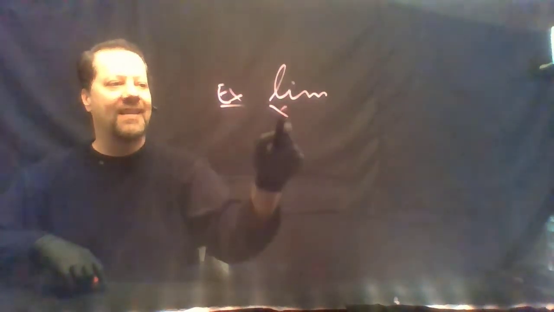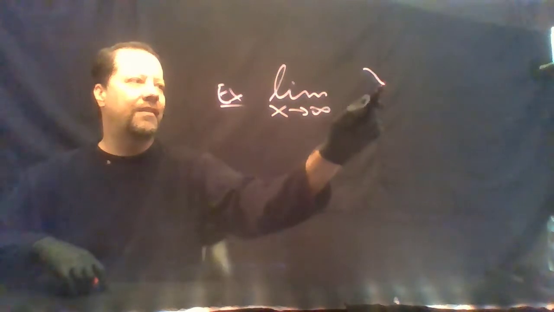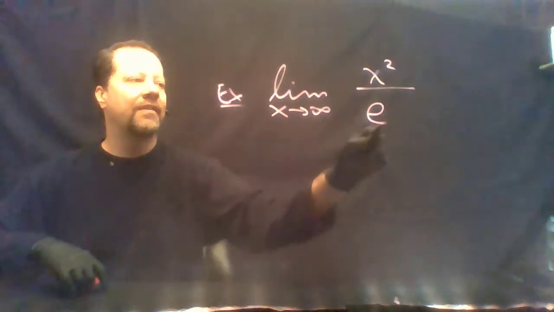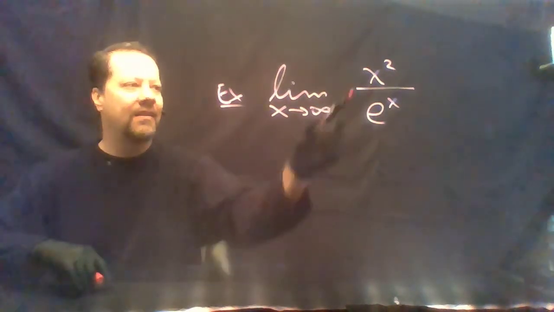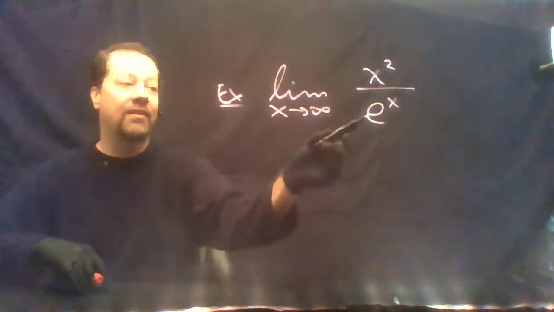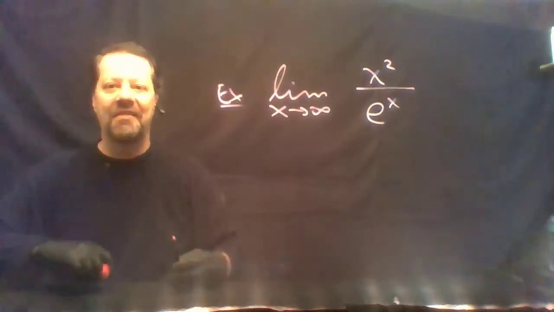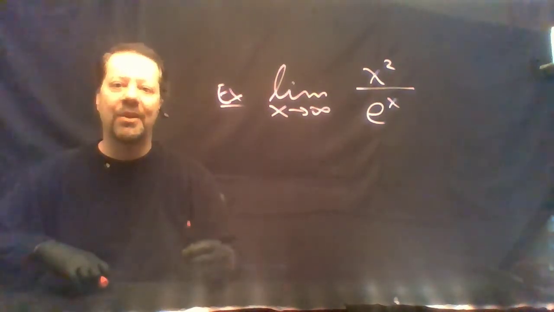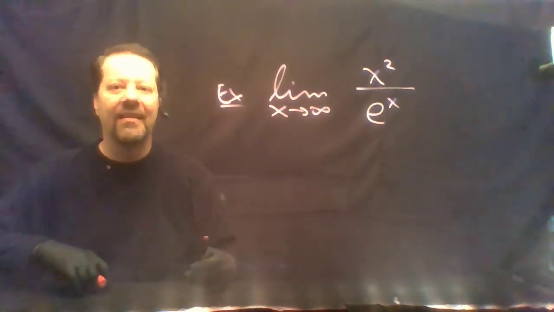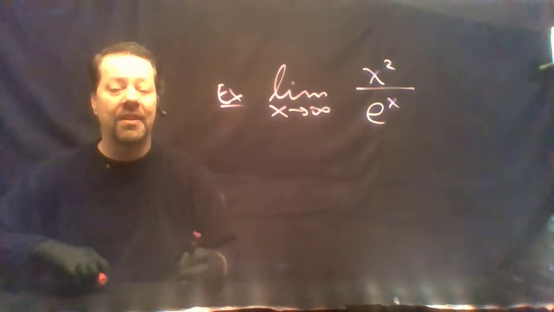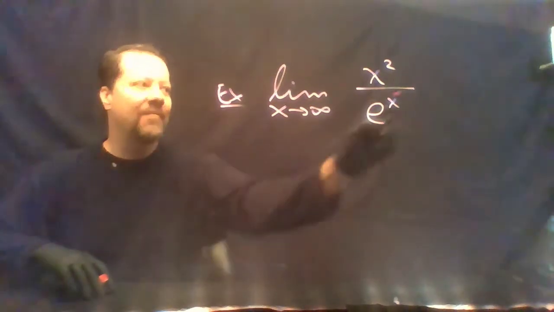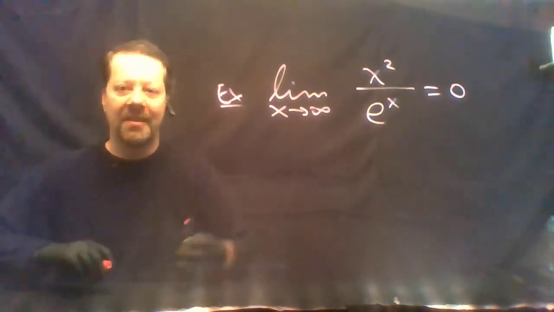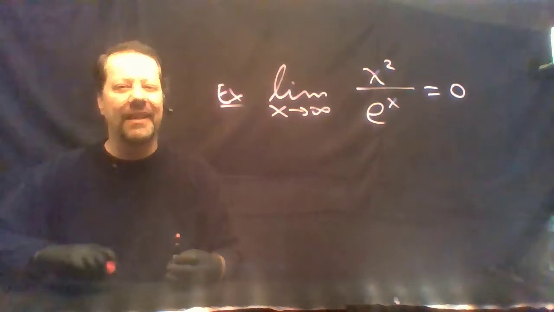Let's look at the limit as x goes to infinity of x squared over e to the x. What we're doing is we're pitting one function that blows up to infinity versus another. And the value that you get will depend upon which one blows up to infinity faster. Well, exponential functions grow faster than any polynomial on the way to infinity. The denominator blows up faster, so the whole thing goes to 0.